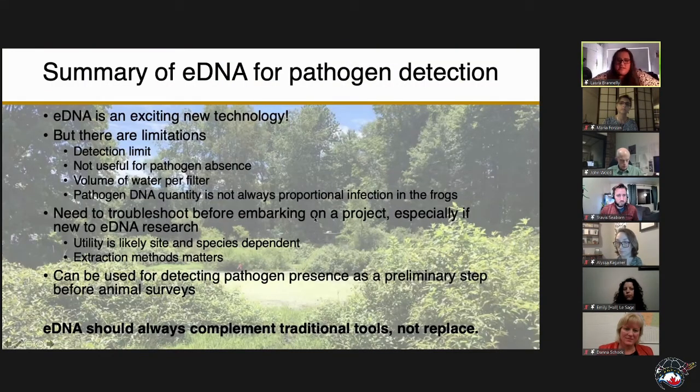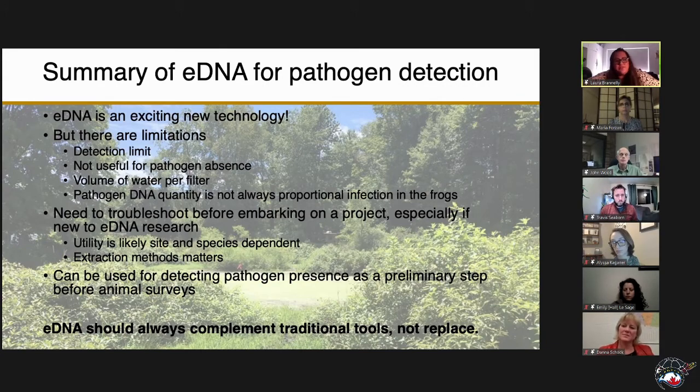In summary, eDNA is a very exciting and new and widespread technology, and there's lots of ways that you can use this technology to answer very interesting ecological questions. But there are limitations, and these limitations need to be considered before you start in on it. There's a detection limit, and you do need to assess what that detection limit is before you get going. It's possibly not really good for predicting pathogen absence at any sort of low level. So with a low level of pathogen, you're not going to be able to pick it up anyway, so you're going to need to use a different sampling method.